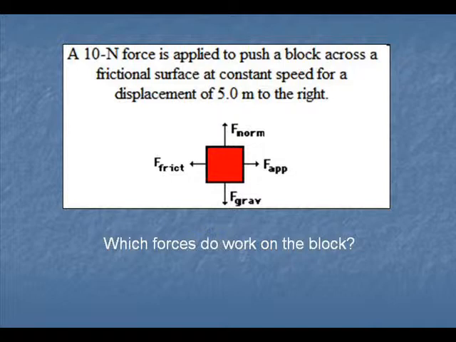So friction is doing work, and this force is too. Which one is doing positive work? The applied force, this one, because it's pushing in the direction of the motion. Which one is doing negative work? Obviously friction. Their work is equal, and the result is that you have a constant speed.